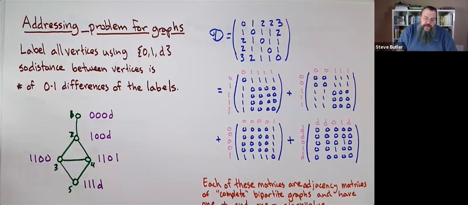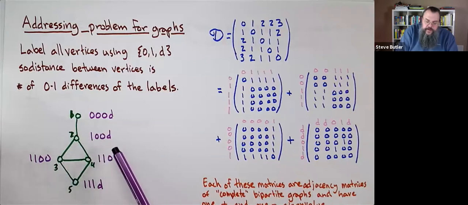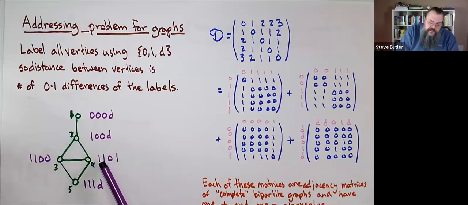So pick any two vertices. For instance, say you look at 1, 0, 0, D versus 1, 1, 0, 1. They only differ in 0, 1 once, and then for D and 1, we don't care. So you see there's exactly one difference.